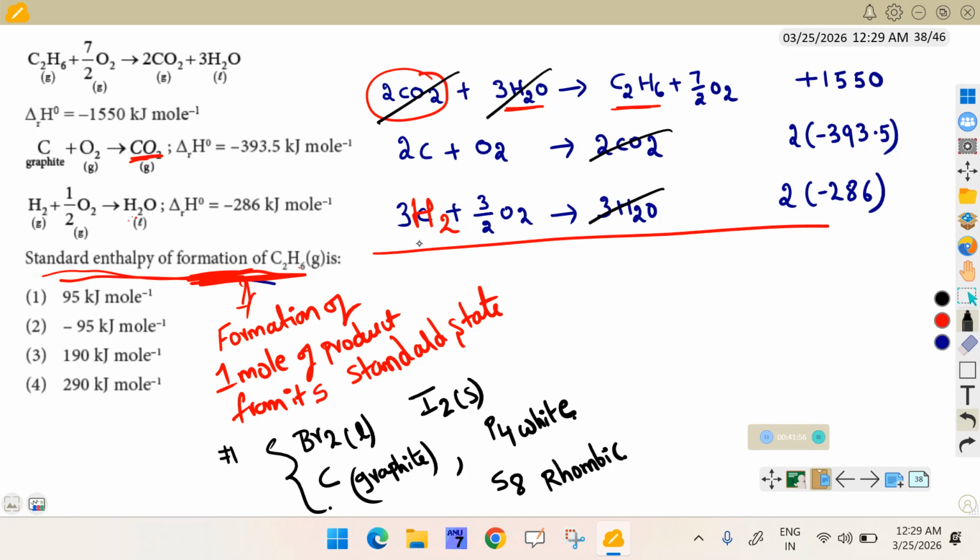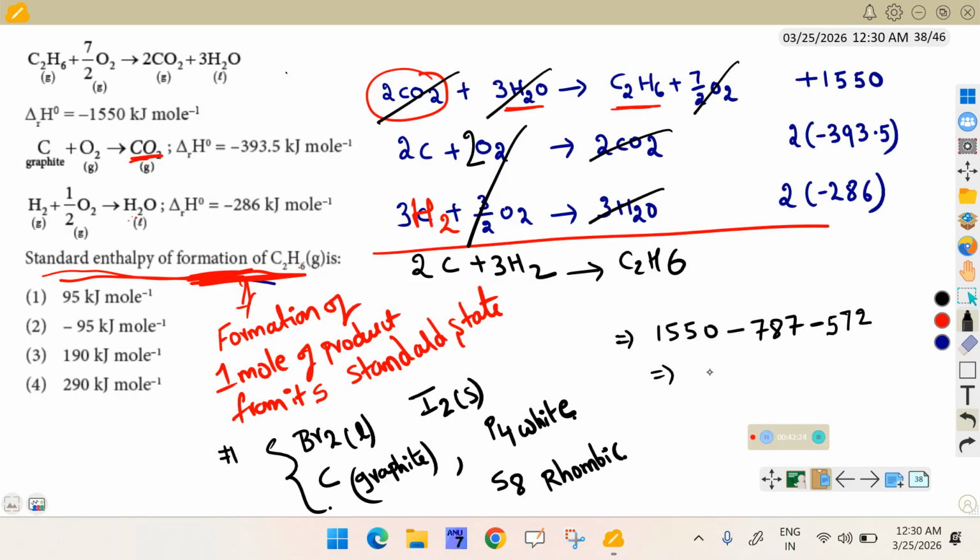Then 2C plus 3H2, 3 by 2 O2 plus O2 plus O2. Sorry, here 2 moles of O2. So 7 by 2 O2, 7 by 2 O2 is also cancelled. Then it gives C2H6. Add all these values. Then you will get 191. Nearby answer is third option.